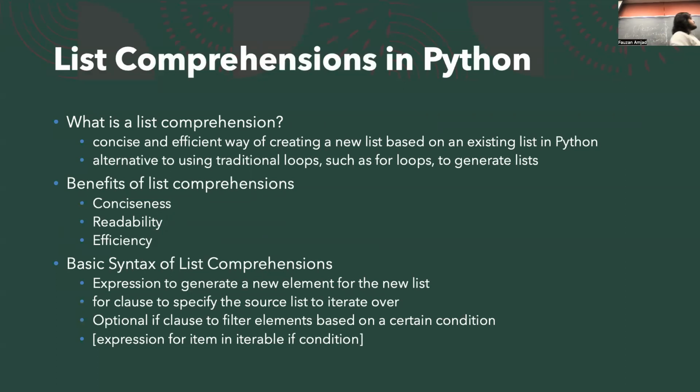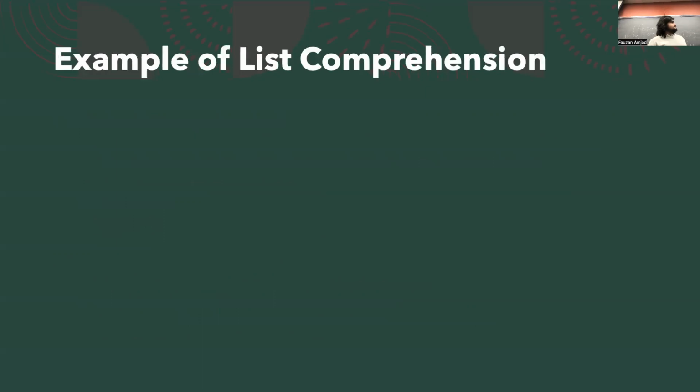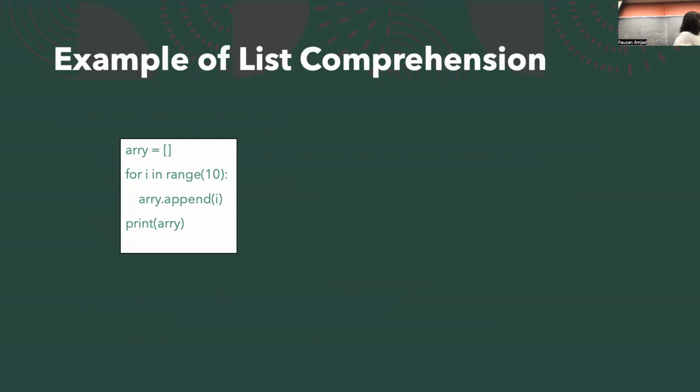The basic syntax of a list comprehension is right here. The expression is what you're adding to the list. For item in iterable means what you're iterating through. It's an iterable, something that you can iterate through, like a list or a tuple. Think of that as the for loop. And then the if condition, that's optional, but if you want to filter those values, you can use it. I think the best way to understand list comprehensions, of course, is by an example.